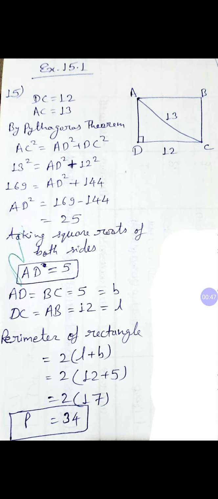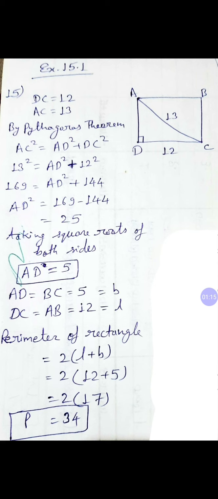So AC square equal to AD square plus DC square. I will put the values here. 13 square equal to AD square plus DC value is given 12, so 12 square. So 13 square is 169, AD square plus 12 square is 144. We will solve this, then we will get AD square equal to 25. Take the square root of both sides, so AD will be equal to 5.